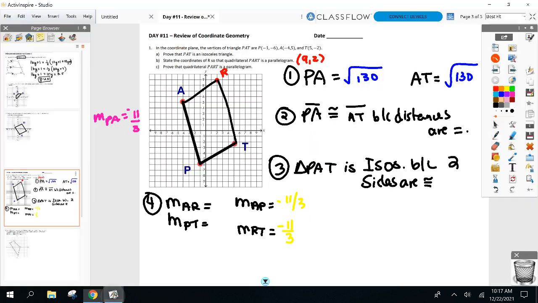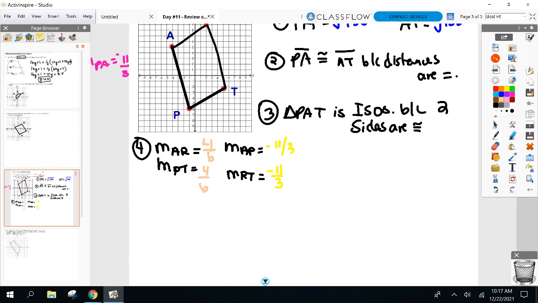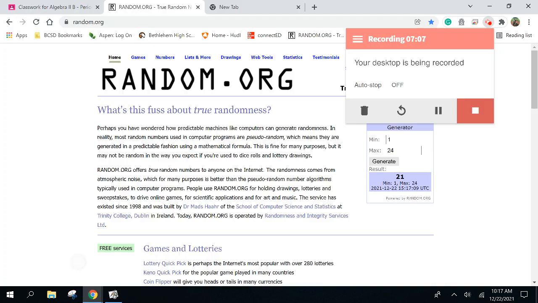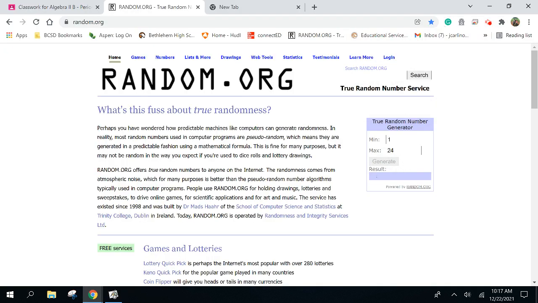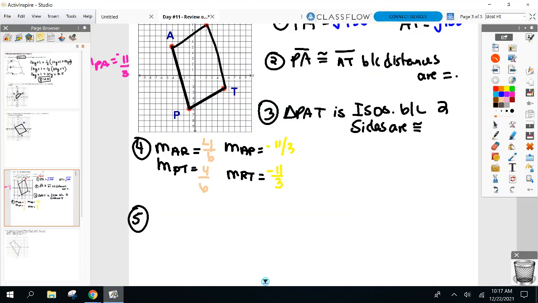Over 6, yep. If you want to reduce it down to 2/3, be my guess. Positive 4 over 6 or 2/3, that's fine. And then here we go, step 5. Tell me what you just learned, right? What did we just learn by doing all 4 slopes? Let's hear from 12.